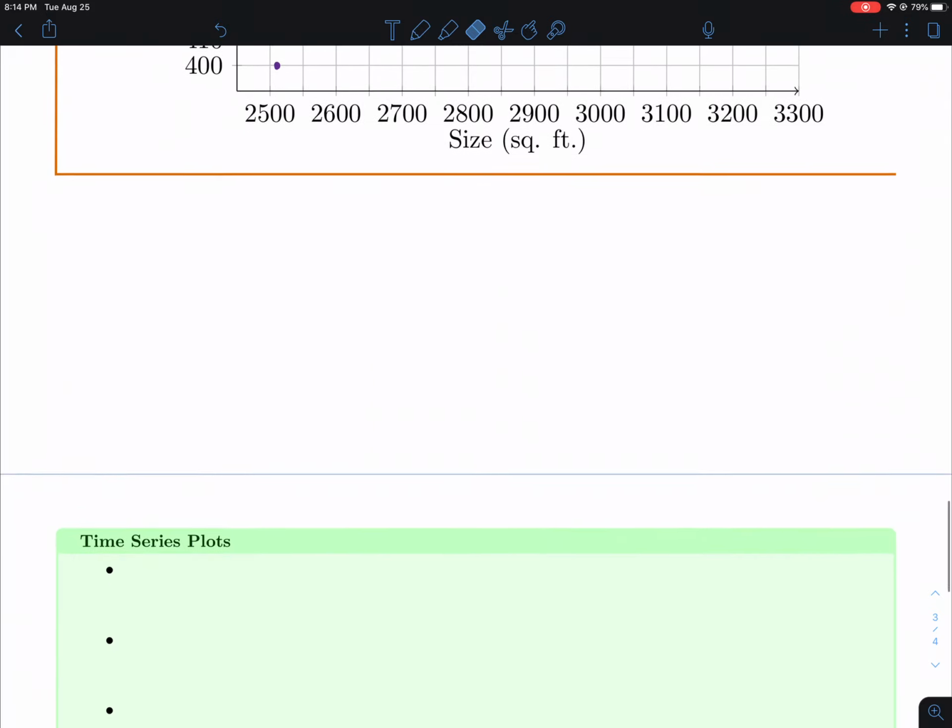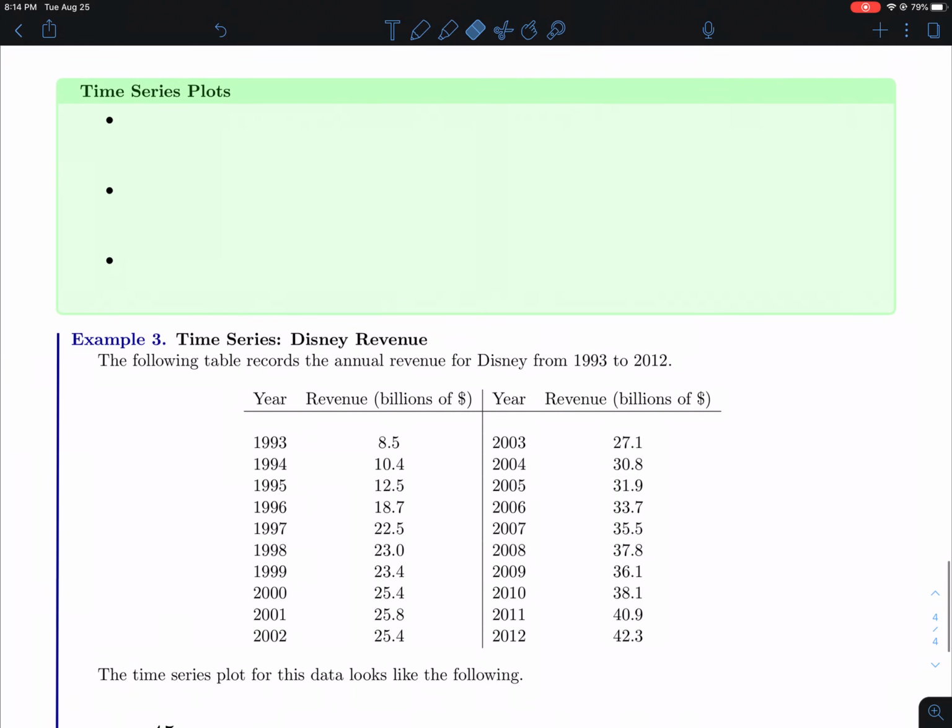All right. So a time series plot, surprisingly enough, tracks the changes over time. I mean, shocking, isn't it? Unbelievable, since it's called a time series plot. What a time series plot really is, is just a scatter plot where we've connected the dots. So what we do is we start by making a scatter plot.